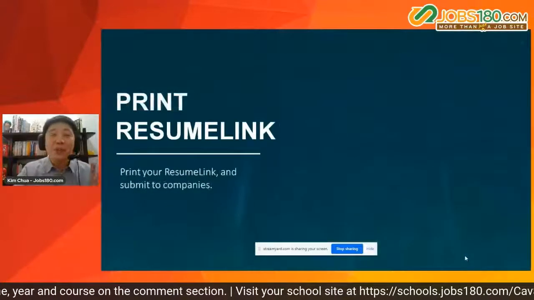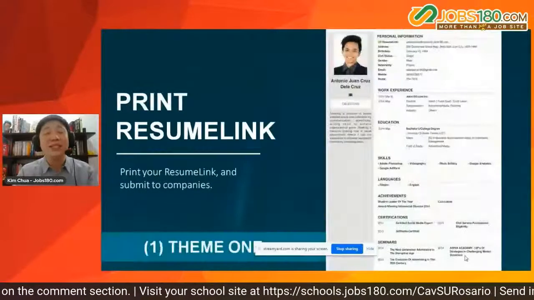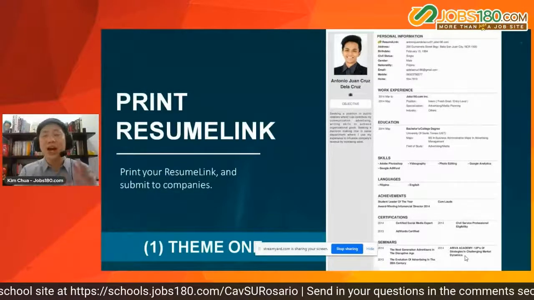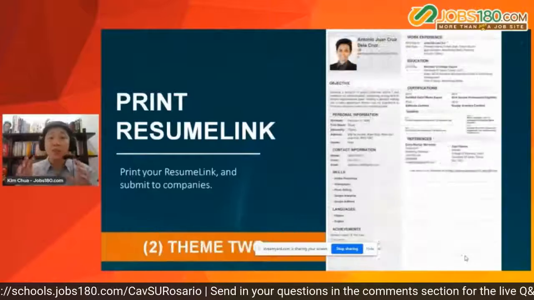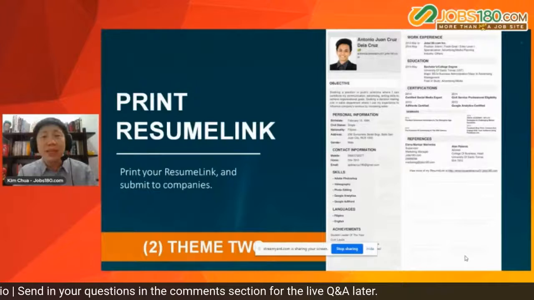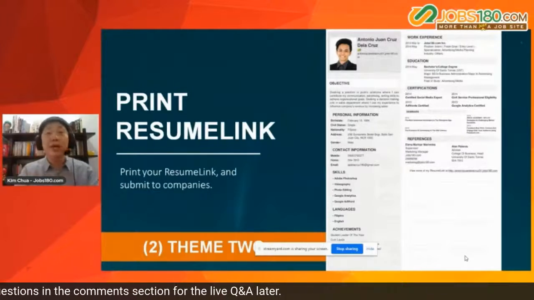Okay? If you want to print your resume, this is now the good news. You can now print your resume link. No matter how much information you have, the system will try to compress everything into one page. So kung gusto mo talaga mag-print ng papel at mag-submit sa mga kumpanya, walang kaso.